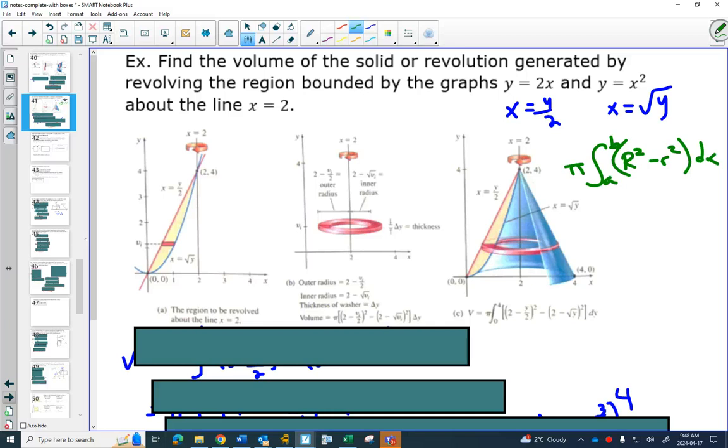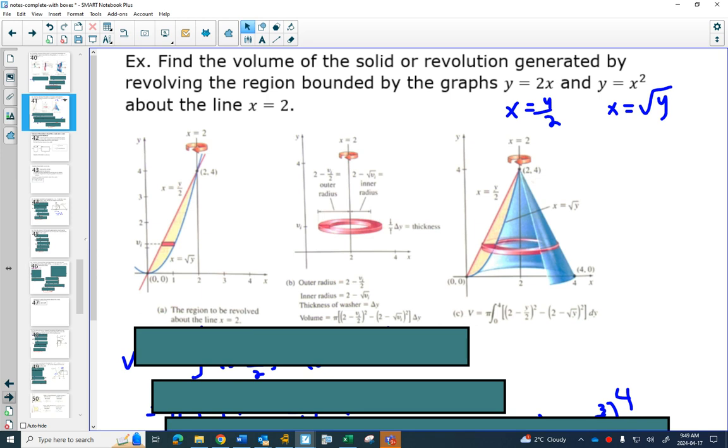So first of all, it's always a little bit harder rotating around vertical lines, rotating around y. It's a little bit harder because you would have to change both of your equations to x equals. So this line, my straight line, instead of y equals 2x, I rewrite it as x equals y over 2. And my parabola, instead of y equals x squared, I rewrite it by taking the square root of both sides. And we're only taking the positive part, so that's why the plus or minus isn't there. It's just the square root of y.